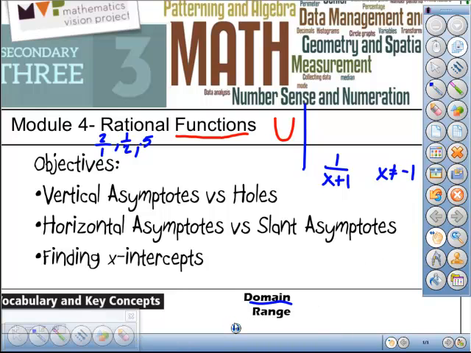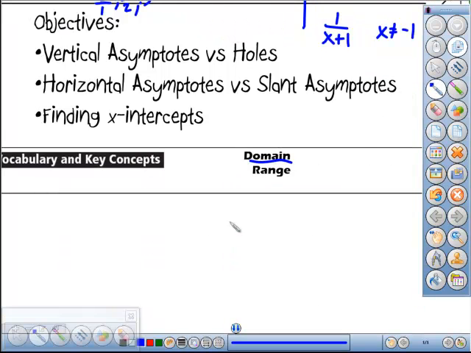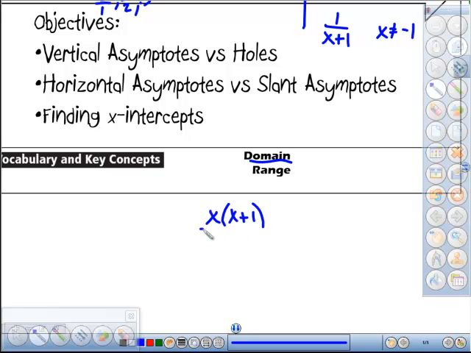So that's one thing to consider. Another thing to consider also is that when it comes to a rational function, if I have x plus 1 up top and an x on the bottom, we see that x cannot equal 0, because we can't have 0 in the denominator. But we also see that these x's could divide out. So it'd still be a function, but the function would then look like this, x plus 1. And we know that this is a linear equation.